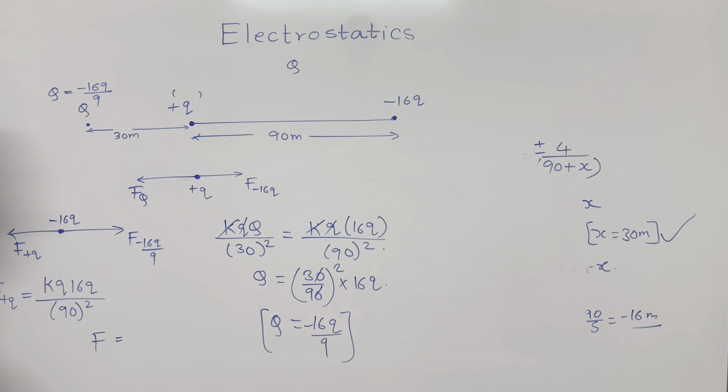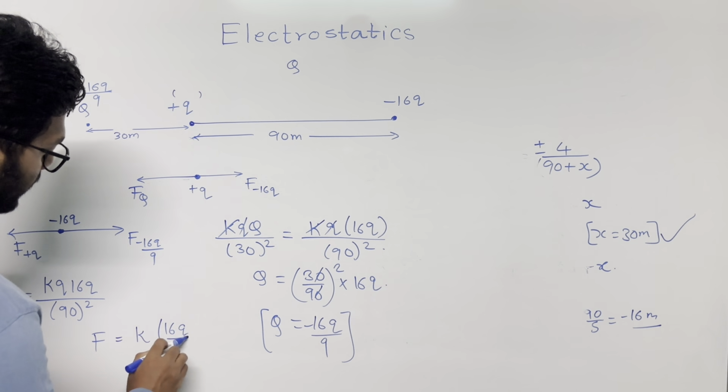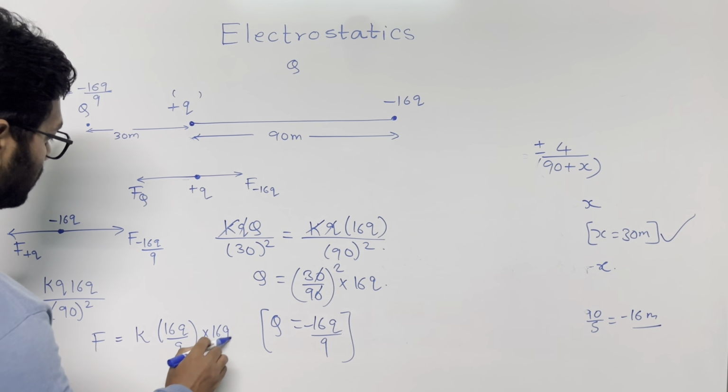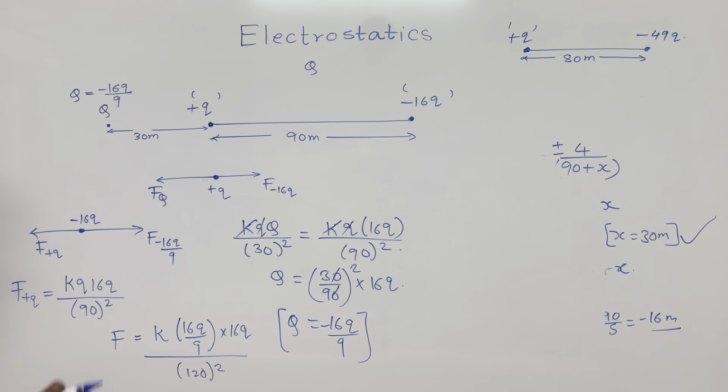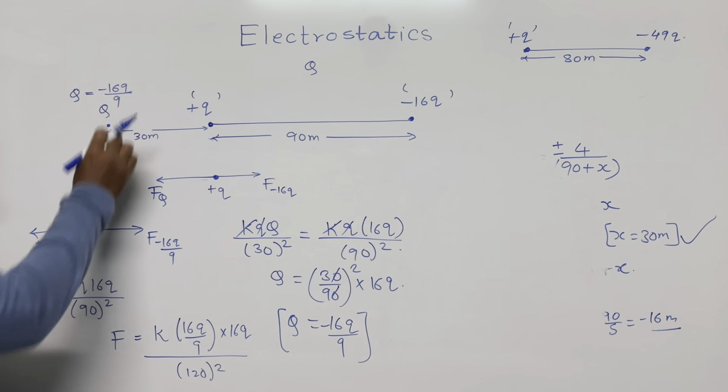So that is equal to, F is equal to K into 16q by 9 into 16q divided by 90 plus 30 whole square, that is 120 whole square, right? So we are finding due to this. Now these two forces, these two values must be equal, right? Let me consider this force. This force is on minus 16q, due to which charge? Due to minus 16q by 9, right?